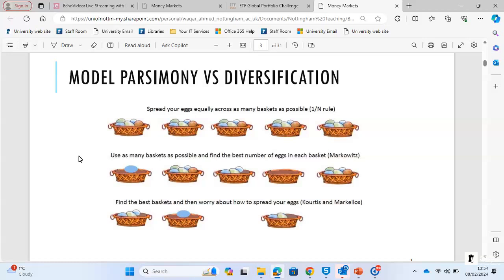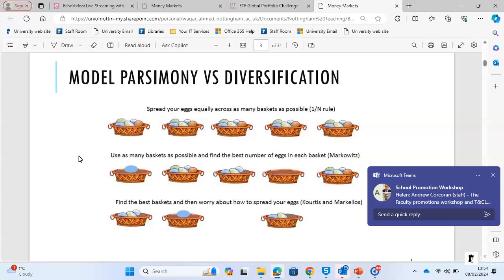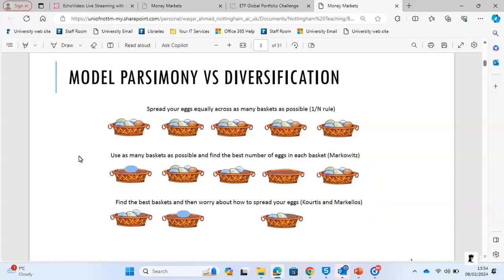And the last approach is to find the best basket first, and then worry about how to spread your eggs. So first you have to identify the correct assets that you want to invest in, and only then think about how much you're going to invest in each of those assets.